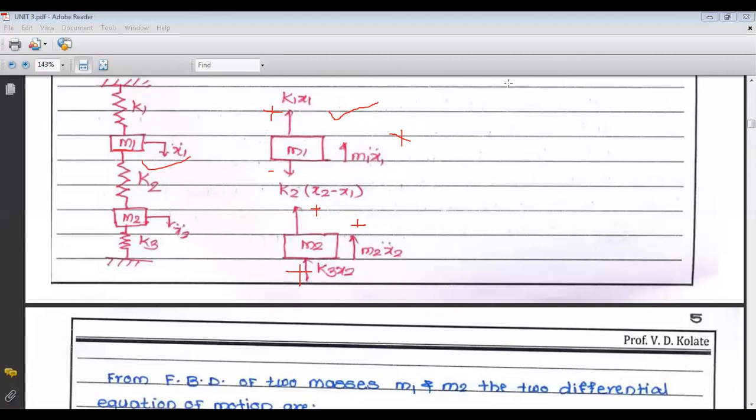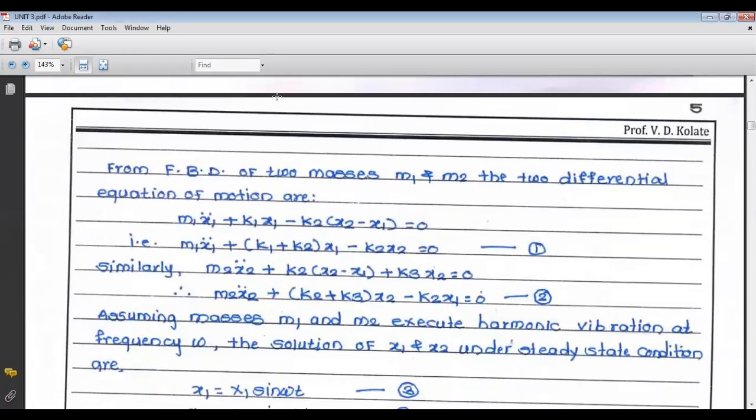So what is our equation? The first equation is M1 x1 double dot plus K1 x1 minus K2 in bracket x2 minus x1 is equal to 0. Now after simplifying, we get M1 x1 double dot plus, now the x1 term is common, so x1 common, minus minus plus, so plus K2, K1 plus K2 into x1 minus K2 into x2 is equal to 0. So we are taking the common term as x1.